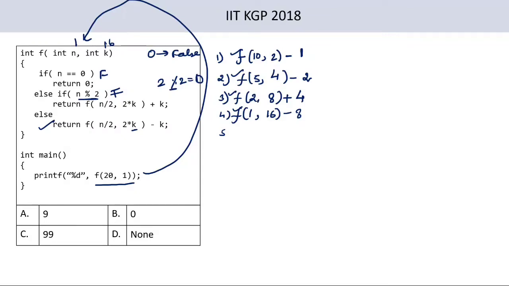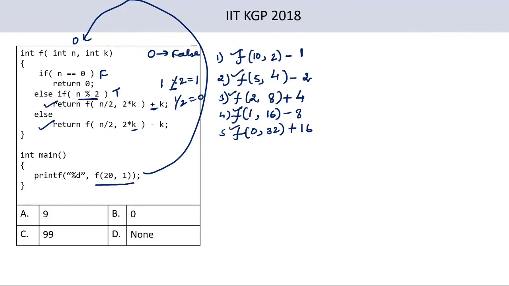So again, is n equal to 0? The condition becomes false. 1 modulo 2. Now when you divide 1 by 2, you get remainder 1. When you divide a smaller value by a bigger value, you get the smaller value as remainder. So you get 1, and 1 means true. Anything other than 0 is true. So when this becomes true, you will call f of 1 by 2. When you divide 1 by 2, you get 0, because you cannot divide 1 by 2. 2 into k, the current value of k is 16, so 2 into 16 becomes 32, plus k, which is 16. Fine. Now you call this function with value 0 and 32.